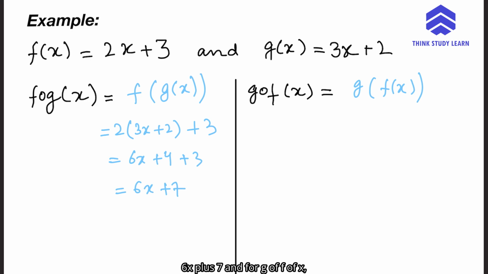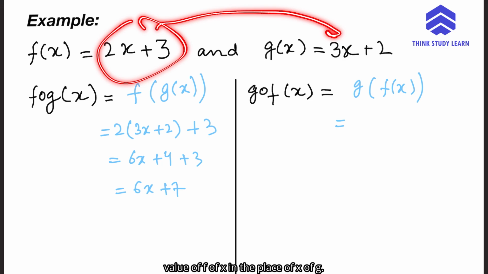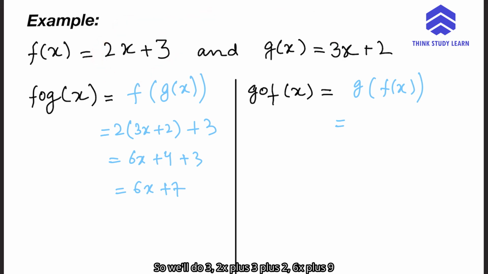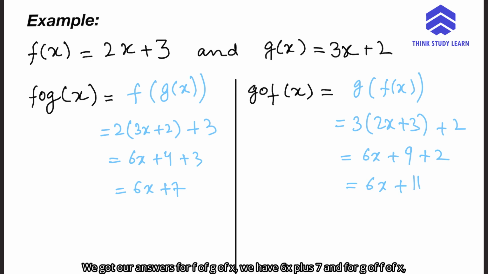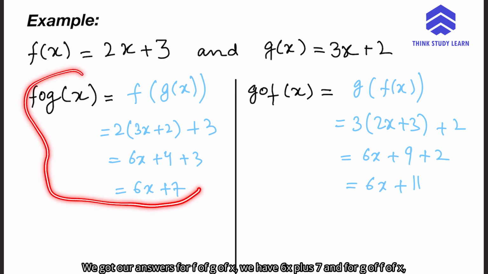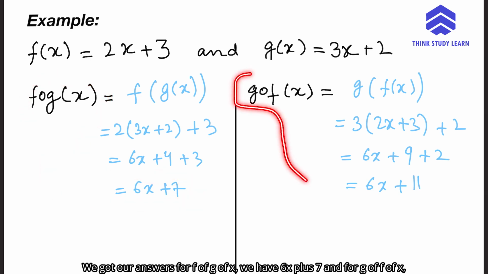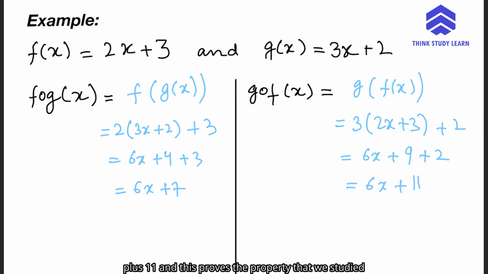And for g of f of x, we'll put the value of f of x in the place of x of g. So we'll do 3 times 2x plus 3, plus 2, 6x plus 9 plus 2, 6x plus 11. So we got our answers. For f of g of x, we have 6x plus 7, and for g of f of x, we got 6x plus 11. And this proves the property that we studied in the last slide, that f of g of x is not necessarily equal to g of f of x.